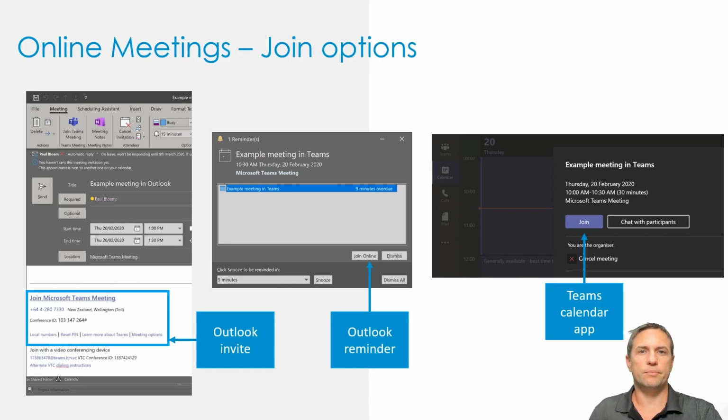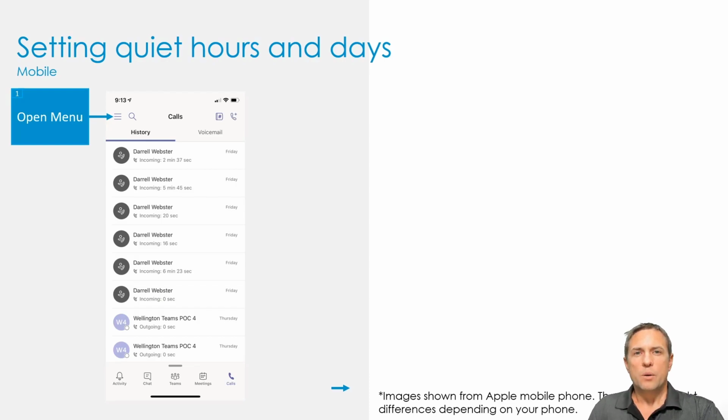Right, and just quickly, we're going to cover off this idea of quiet hours and days, which exists on the mobile apps. Now, this is really useful because a mobile phone is tethered to us a lot of the time. It's probably sitting next to our bedside table at night, and we don't want to get interrupted outside of work hours necessarily. So this quiet hours and days feature allows us to control that on the mobile phone.